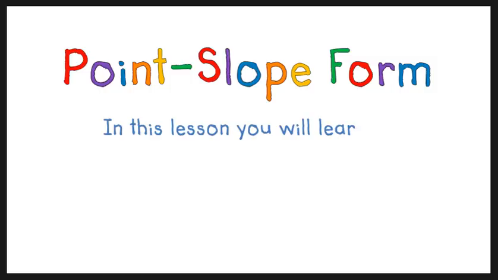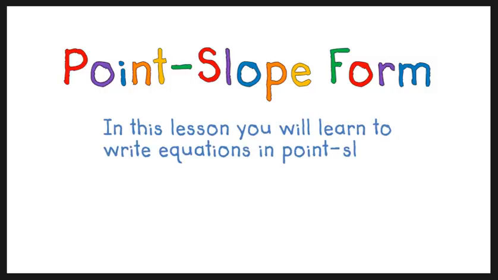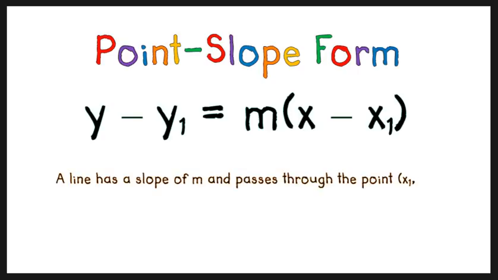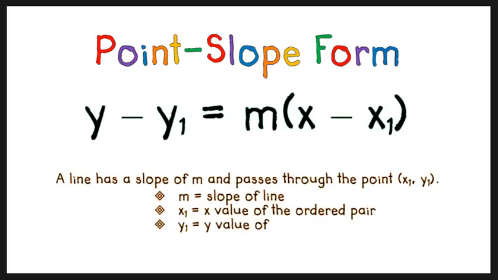In this lesson, you will learn to write equations in point-slope form. Point-slope form is the equation y minus y sub 1 equals m and in parentheses x minus x sub 1. A line has a slope of m and passes through the point x sub 1, y sub 1. So m is the slope of the line, the x sub 1 value is the x value of the ordered pair, and the y sub 1 is the y value of the ordered pair.